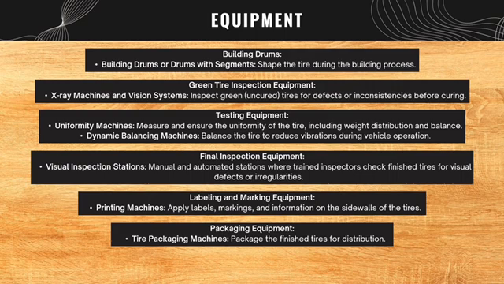irregularities. Number 11, labeling and marking equipment. Printing machines apply labels, markings, and information on the sidewalls of the tire. And the last one, number 12, packaging equipment. The tire packaging machine packages the finished tires for distribution.